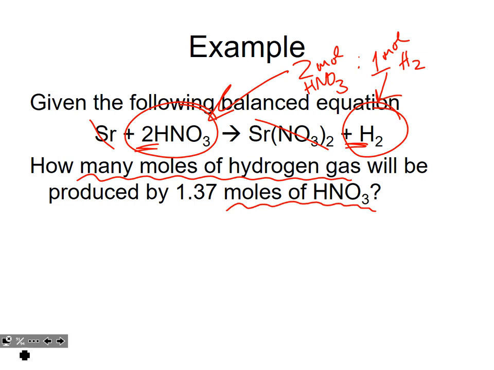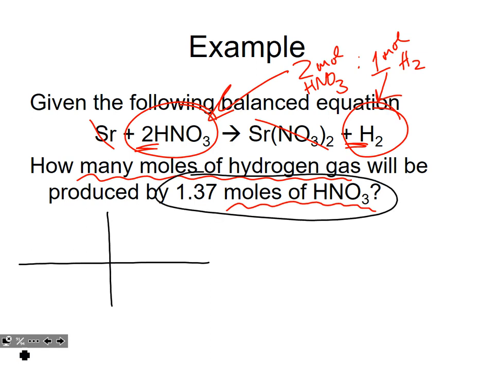Now we can start our T-chart. So draw the T, put the number the problem gives you in the top left-hand corner. What's the number the problem gives us? It gives us this, 1.37 moles of HNO3. Notice I'm including that unit. Include that. Yes, take the extra 5 seconds and write that out.